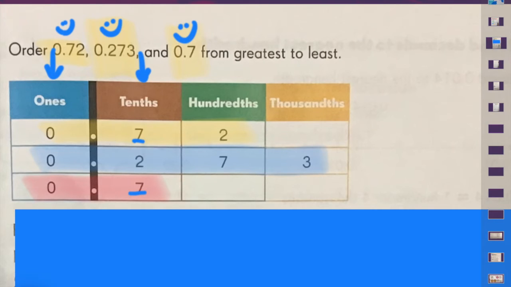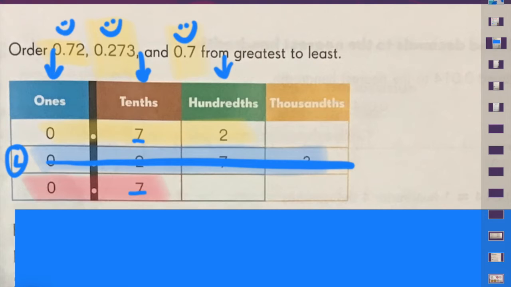So right away we see the lowest, right? 273 thousandths is going to be the littlest. But we need to compare into the hundredths to see which one is greater. In the hundredths, we have 2 hundredths, and here we have 0 hundredths. So we can see that the greatest now is going to be 72 hundredths, and the middle number will be 7/10ths. Now, careful reading reminds me that I need to list it from greatest to least.